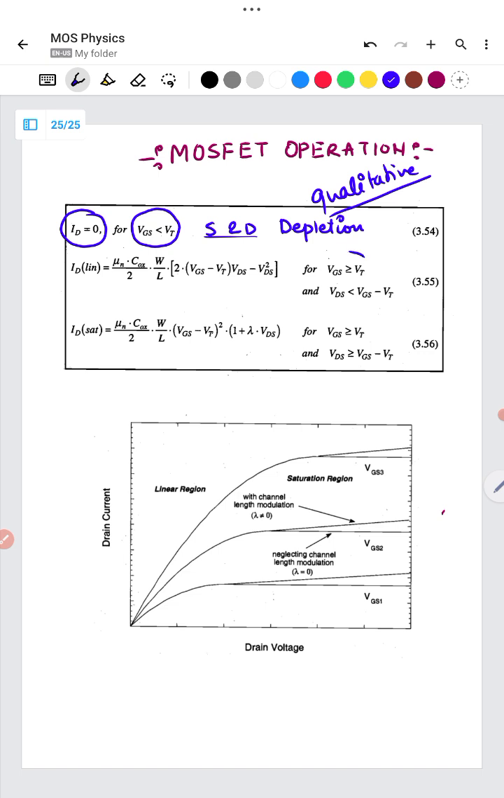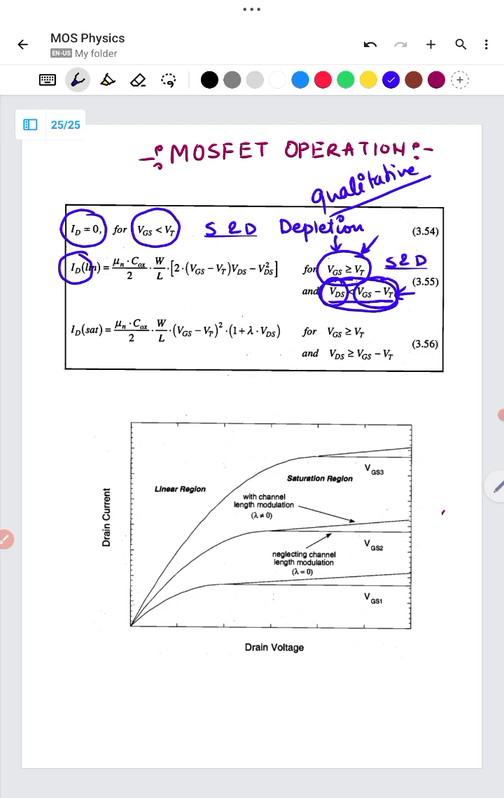Now if VGS is greater than VT, there would be an ID. Definitely there would be an ID. And if VDS is less than VGS minus VT, because why does this condition come? Because if VDS is less than VGS minus VT, till this point there will be a channel between source and drain, right? Till now, what we know is that if VGS is greater than VT, there would be a channel. But to have a channel, VGS has to be greater than VT, plus VDS should be less than VGS minus VT. Then only the channel will exist.